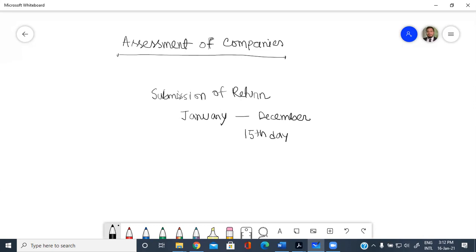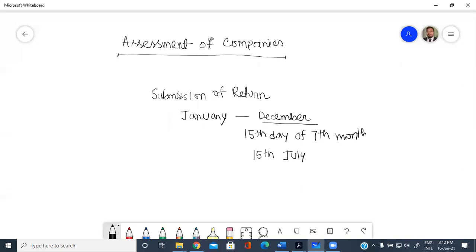of the 7th month following the closing of your income year. 15th day of the 7th month from the closing of your income year. From the closing of your income year, which month is the 7th month? Which month is the 7th month here? So July. July will be the 7th month. In that case, what will be your deadline? So 15th of July. 15th of July will be the deadline for submitting income tax return.